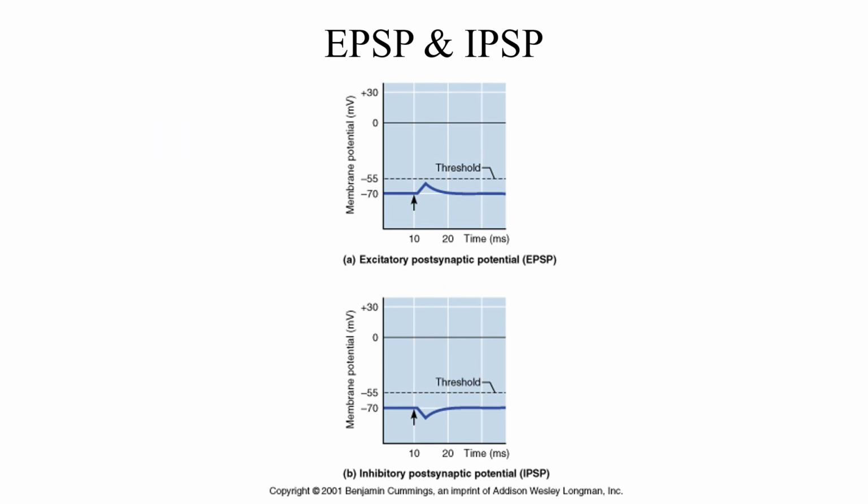So here you can see with an EPSP, we move closer to threshold at -55, while an IPSP actually moves us further away from our opportunity to reach threshold. So if you think about it this way, which of these scenarios would make you more likely to produce an action potential? It would definitely be this EPSP, not an IPSP, because the EPSP is the one that moves us closer to -55.